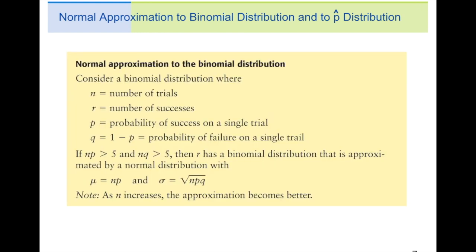Consider a binomial distribution where n is the number of trials, r is the number of successes, p is the probability of success on a single trial, and q is 1 minus p, the probability of failure on a single trial. So if np is greater than 5 and nq is greater than 5, then r has a binomial distribution that is approximated by a normal distribution, with mu equal to np and sigma equal to the square root of npq. Note, as n increases, the approximation becomes better, and the distribution varies less, like we discovered in section 6.5.